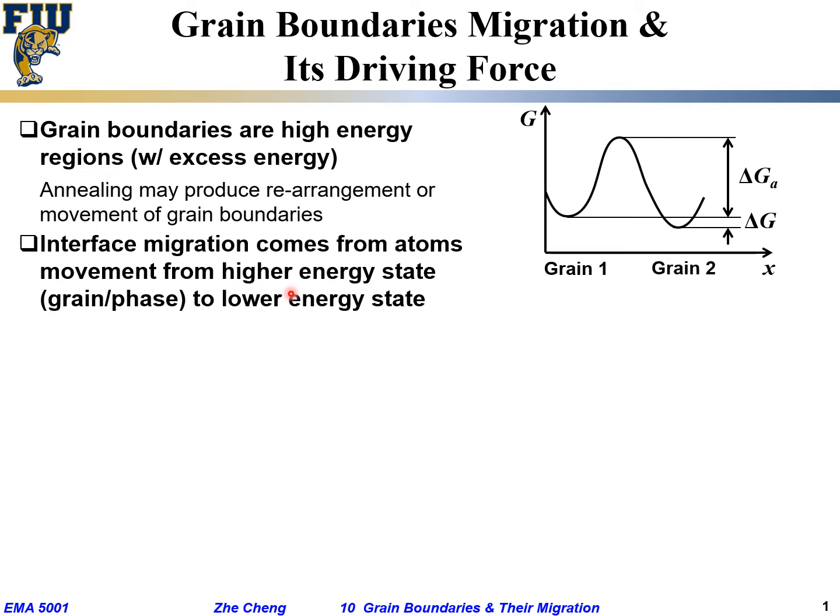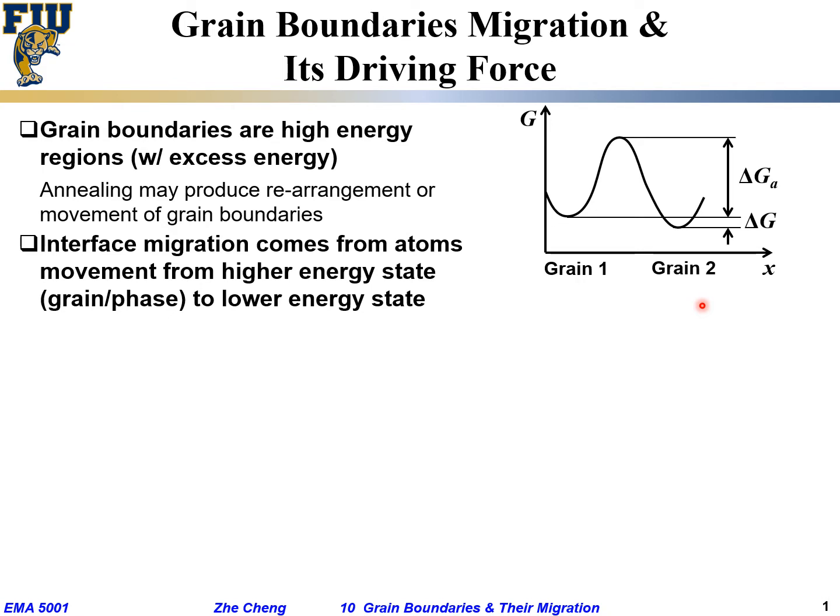Here I'm plotting roughly, with the vertical axis giving free energy and the horizontal axis roughly location. I'm plotting from two grains, grain 1 and grain 2, and roughly I have this type of curve from grain 1 to grain 2. Again, this is only a schematic and not a precise description. From this plot, which grain has higher energy? Well, grain 1 is higher energy, and grain 2 is lower energy.